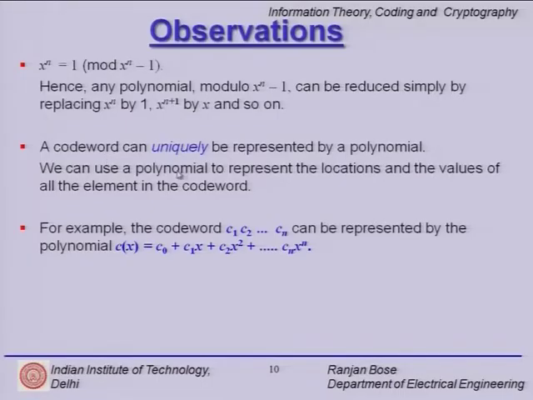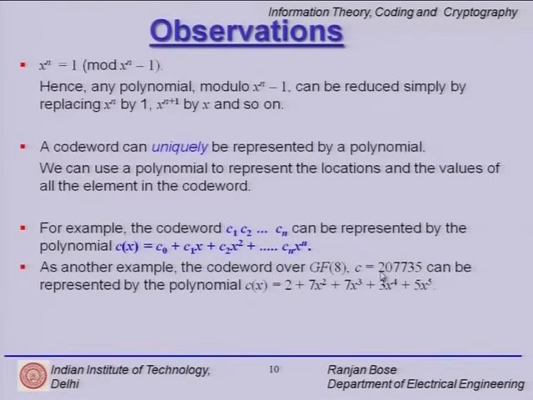Please note, we also observed that a code word can uniquely be represented by polynomials. This is how we connect our polynomials to code words. For example, if your code word is C0, C1, C2 up to Cn minus 1, you can write it as C(x) is C0 plus C1x and so on and so forth. For example, C is equal to 207735, this is my code word, and I have an equivalent polynomial representation as 2 plus 7x squared plus 7x cubed, so on and so forth.